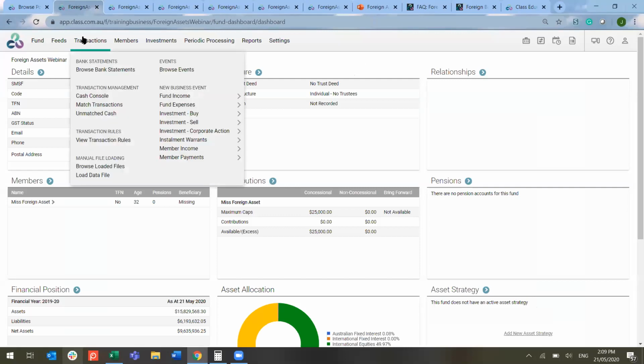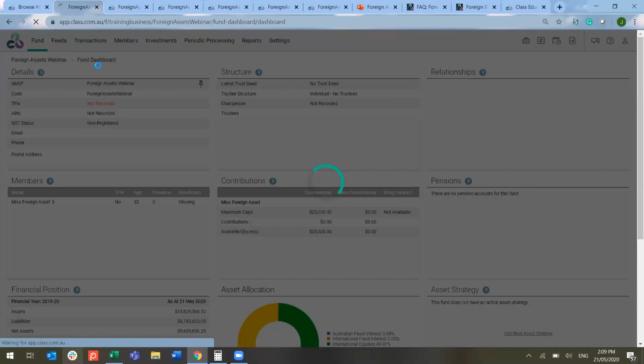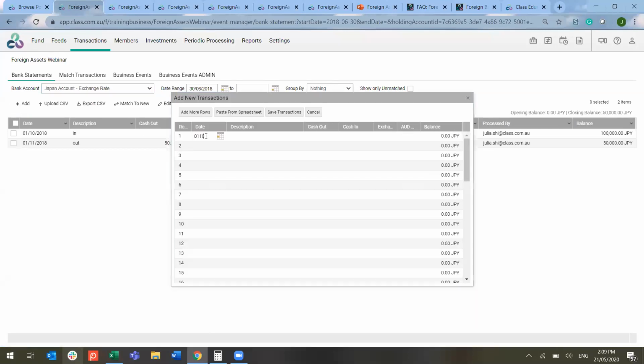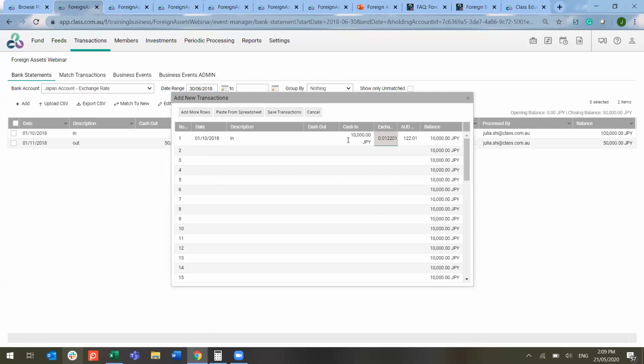So I hope you can see my screen. If we're going to update the cash transaction, what you can do is go into transactions, browse bank statements, pretending I'm adding in a new transaction on the 1st of October 2018 with 10,000 Japanese yen. And then on this particular date, I've got the exchange rate as 0.0122, and my equivalent Australian dollars is only 122. But on my broker statement, it's probably showing 130. Then what I need to do is update the Australian equivalent amount.